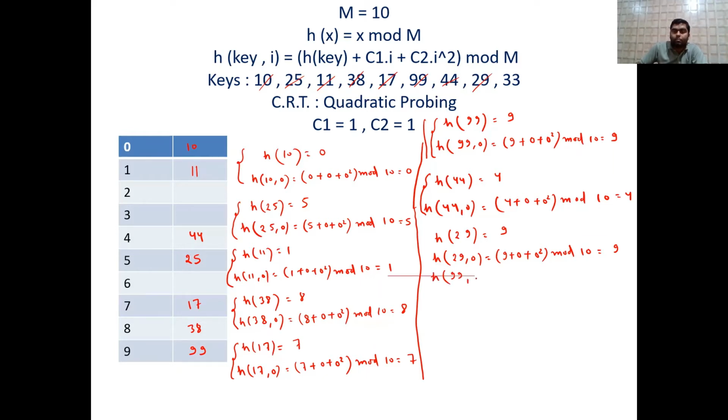So 29 comma 1. h of 29 is 9 plus attempt number 1 plus 1 square, and mod of 10. See what will happen: 9 plus 1 plus 1 is 11, and 11 mod 10 is 1 only. If we observe position 1, 11 is already there. But suppose this were linear probing, then 29 would have gone to 0 here.